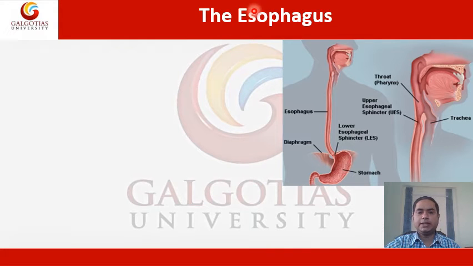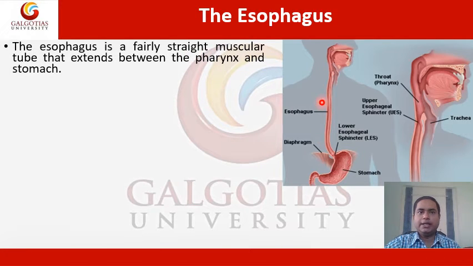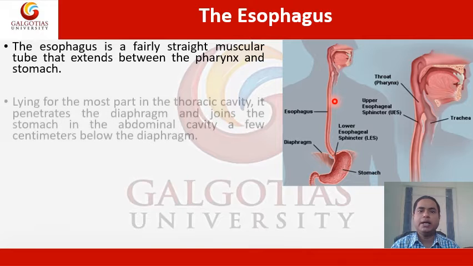Now we will see the structure and function of the esophagus. The esophagus is a fairly straight muscular tube that extends between the pharynx and the stomach. Lying for the most part in the thoracic cavity, it penetrates the diaphragm and joins the stomach in the abdominal cavity a few centimeters below the diaphragm.